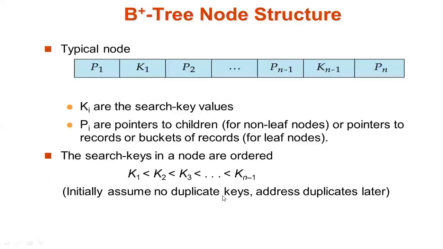And this is a typical B plus tree node structure. As we saw in the previous slide, here there is a pointer and then a key. All typical nodes consist of pointers and keys. So based on the key values and the pointers, you can design your nodes.